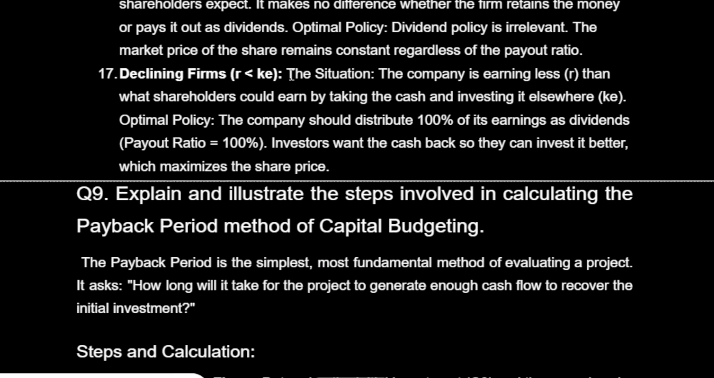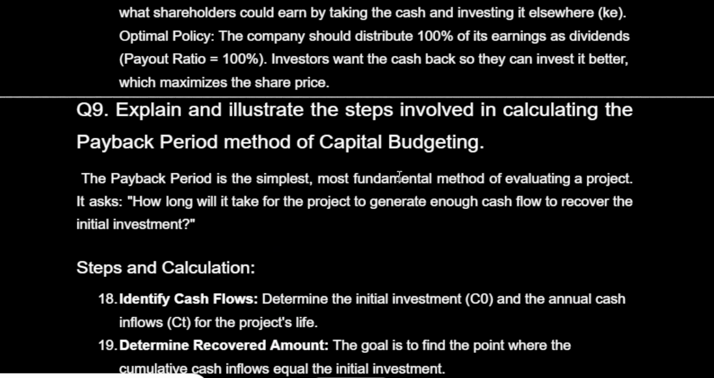Declining firms, r less than k. The situation, the company is earning less, r, than what shareholders could earn by taking the cash and investing it elsewhere. Optimal policy, the company should distribute 100% of its earnings as dividends. Payout ratio equals 100%. Investors want the cash back so they can invest it better, which maximizes the share price.